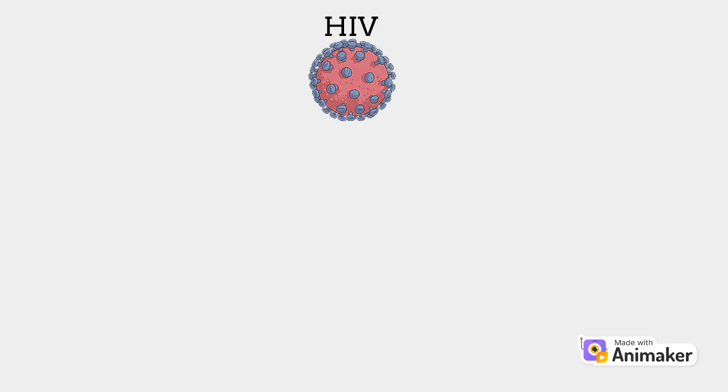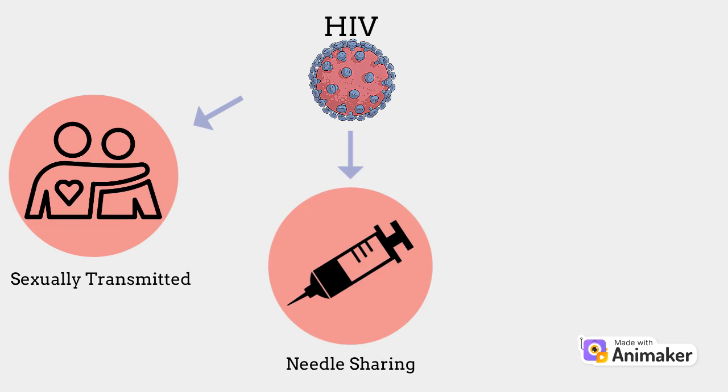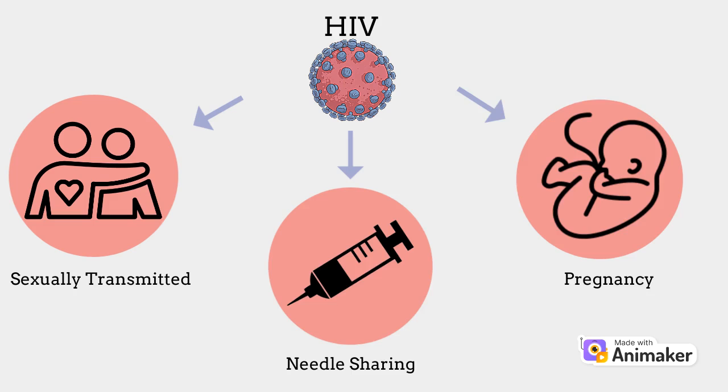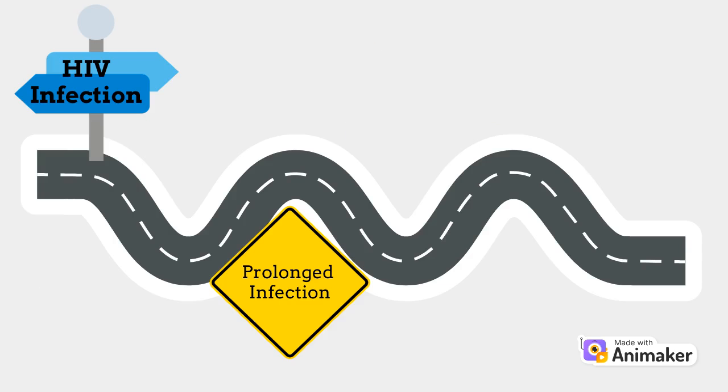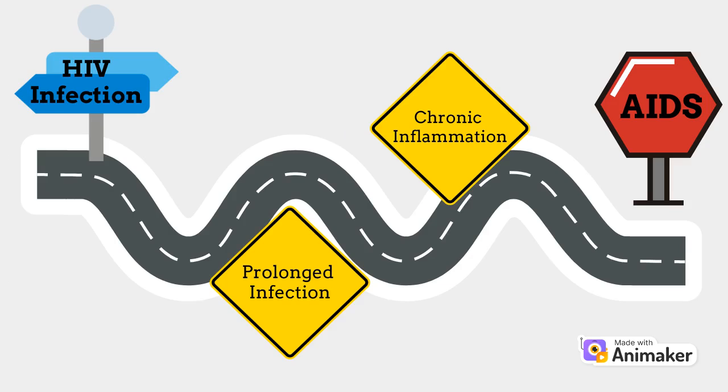HIV is widely recognized as a sexually transmitted infection as it is primarily transmitted through sexual intercourse. Transmission can additionally occur through cross-contamination during needle sharing and vertical transmission between mother and fetus during pregnancy. Some individuals experience severe flu-like symptoms while others remain asymptomatic. Prolonged infection and chronic inflammation can lead to the development of acquired immunodeficiency syndrome, or AIDS.